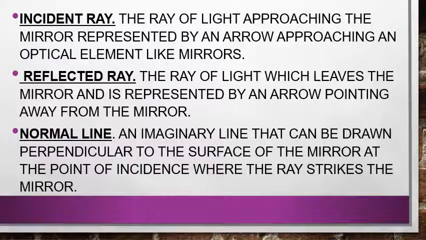Incident ray. The ray of light approaching the mirror, represented by an arrow approaching an optical element like mirrors. Reflected ray. The ray of light which leaves the mirror and is represented by an arrow pointing away from the mirror. Normal line. An imaginary line that can be drawn perpendicular to the surface of the mirror at the point of incidence where the ray strikes the mirror.